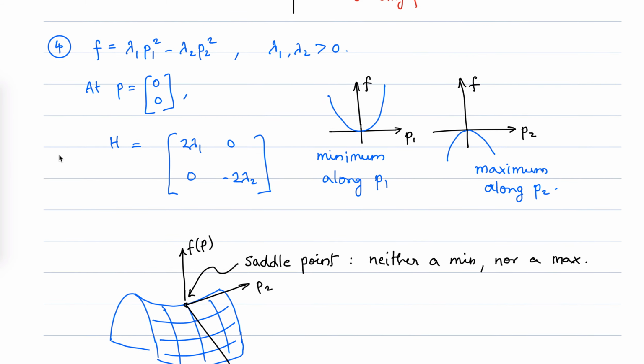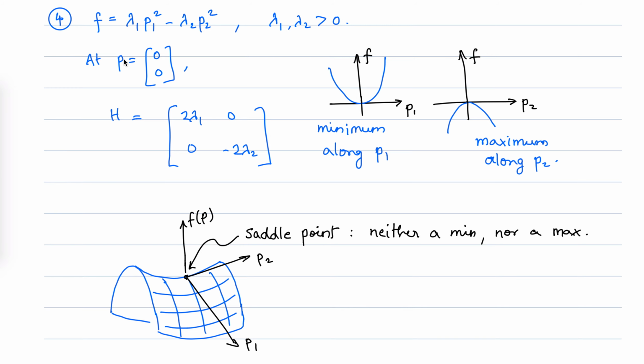Finally, we also have the possibility that it's something else, right? Specifically, if lambda 1 and lambda 2 are greater than 0, the function is something like lambda 1 p1 square minus lambda 2 p2 square. At the origin, again, the gradient is equal to 0, so it could be a minimum, could be a maximum, could be something else. And this is actually the something else, where the Hessian has 2 lambda 1 and minus 2 lambda 2 on the diagonal, and those are going to be the eigenvalues.